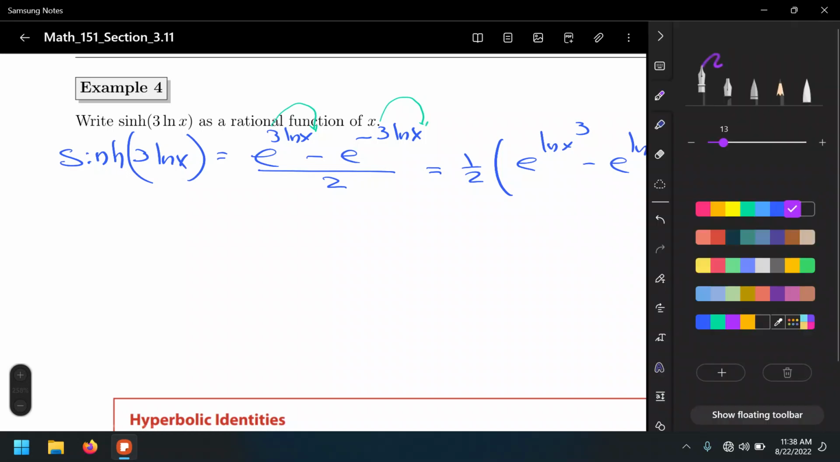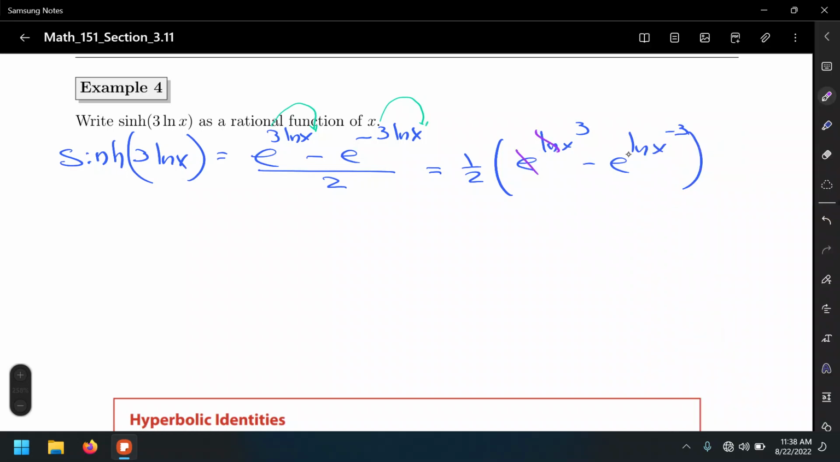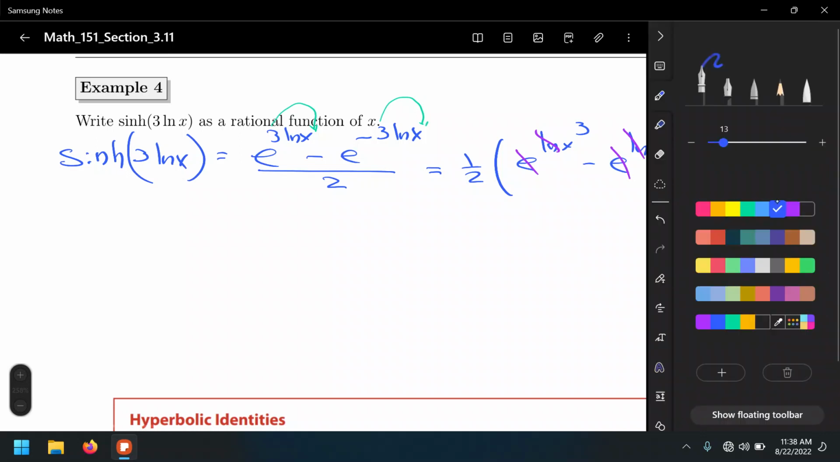we can cancel out e with ln by the inverse properties between exponentials and logarithmic functions, right? Again, it all stems from the same definitions, back and forth. So what are we going to be left with? Well, let's have a look.